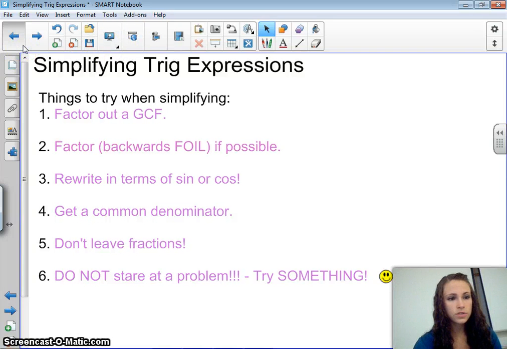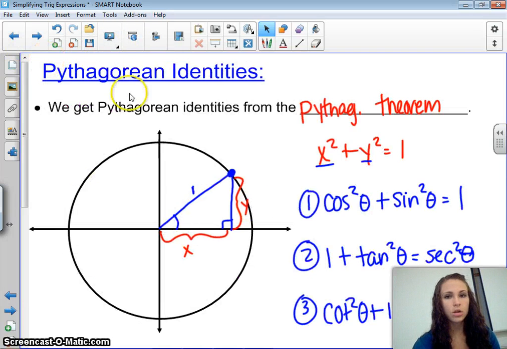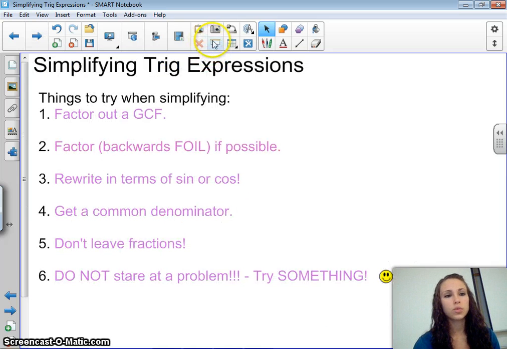Alright, so we just finished up getting all of the Pythagorean identities, reciprocal identities, and the quotient identities. And so now I want to show you how to use these in problems that we're going to simplify.